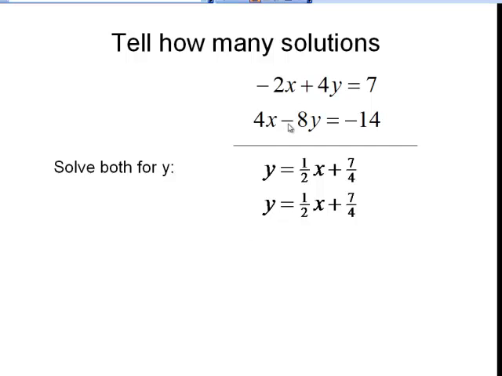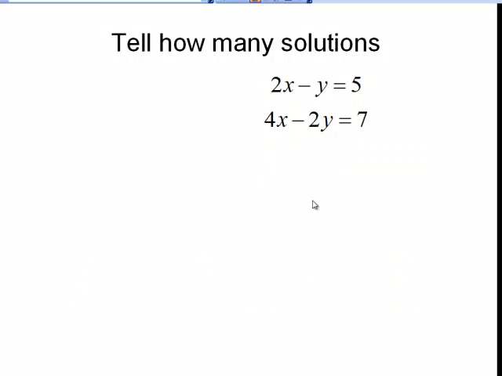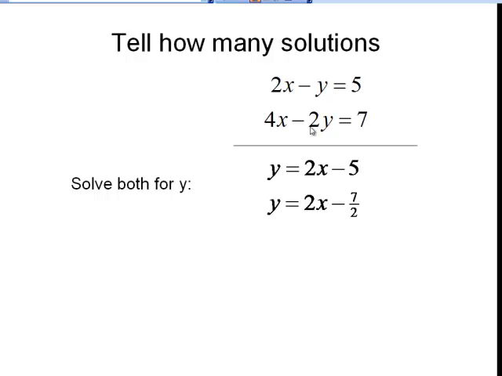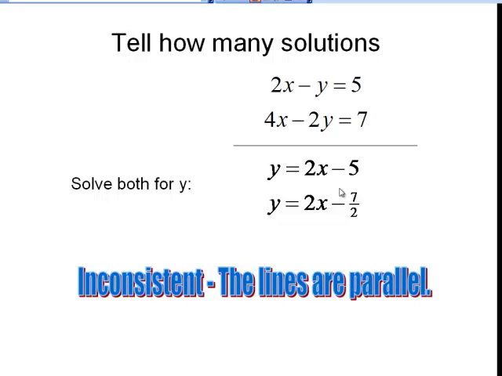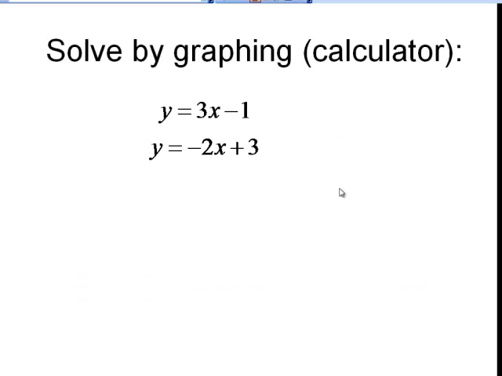So, for example, if you take negative 2x plus 4y equals 7, if you rearrange these, the top one should become y is equal to 1/2 x plus 7/4. The bottom one is going to become y equals 1/2 x also plus 7/4. Those are the same lines. You're going to have infinite solutions. This one, if we rearrange the top one, you'll get y equals 2x minus 5. The bottom one is y equals 2x minus 7/2. They have the same slope, but different intercepts, which means they're going to be parallel, and they're not consistent. They're not going to have any intersection points.